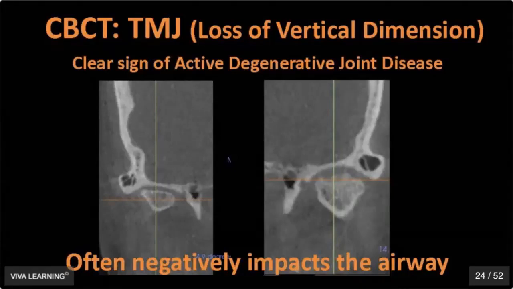And what you see here is this patient has actual, the condyle is actually degenerating here and it's losing its volume. And what happens when that occurs is that the space between the condyle and the fossa decreases. So there's a loss in vertical dimension. And if there's a loss in vertical dimension, this can close down the airway further.